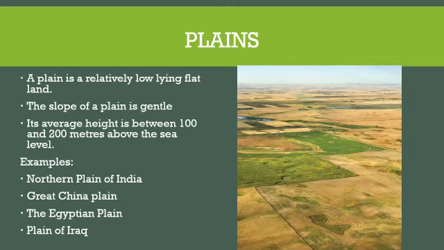How do plains form? The rivers carry away large volumes of silt and sediments from the mountains and deposit them in low-lying areas to form plains. Plains are the most suitable location for settlement. People like to settle in the plain area.